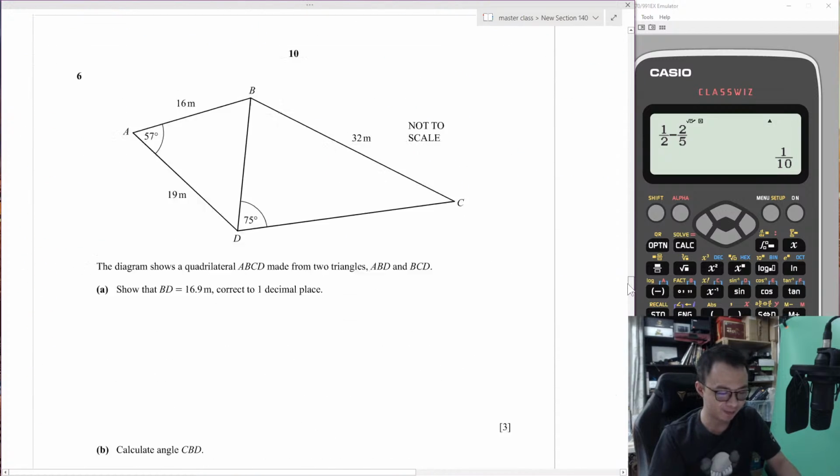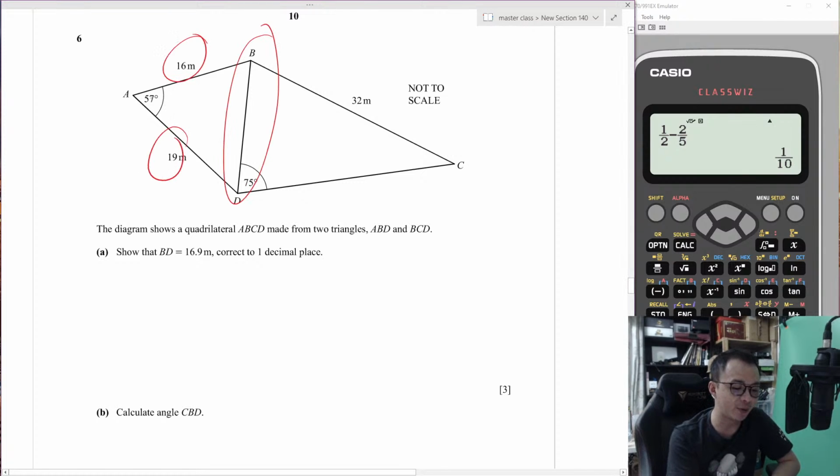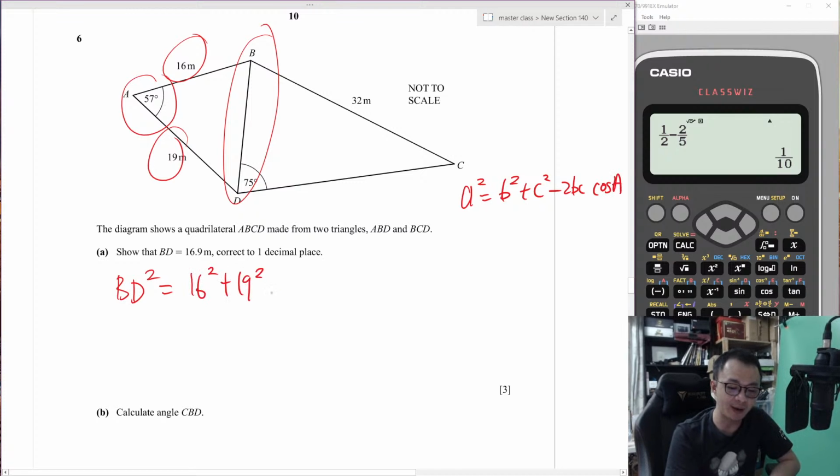Okay, cool. Number 6, solution of triangle. So they asked us to show the BD is 16.9. Where is BD? Alright, BD is here. I can use the cosine rule, 2 sides and 1 angle in between. So BD square equals to, use this formula, A square equals to B square plus C square minus 2BC cos A. So 16 square plus 19 square minus 2, 16, 19. B and C is just like both sides, okay? And then cos angle between 57.